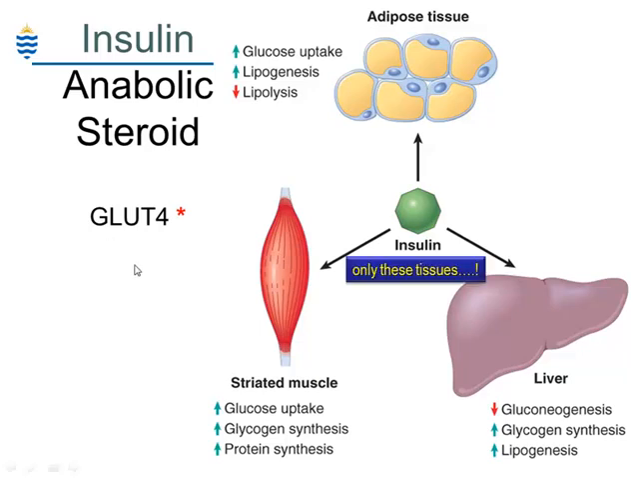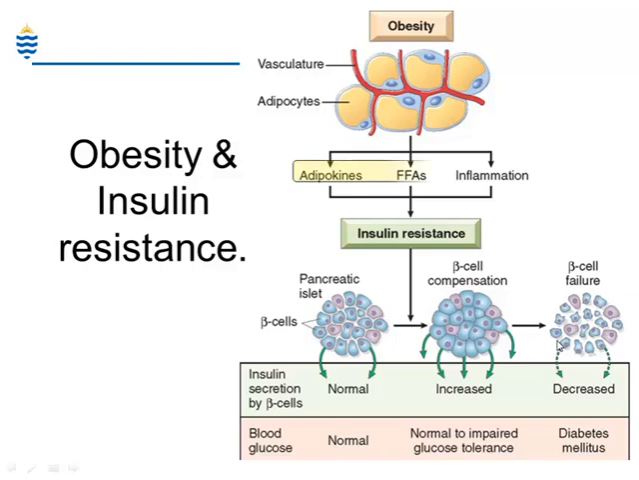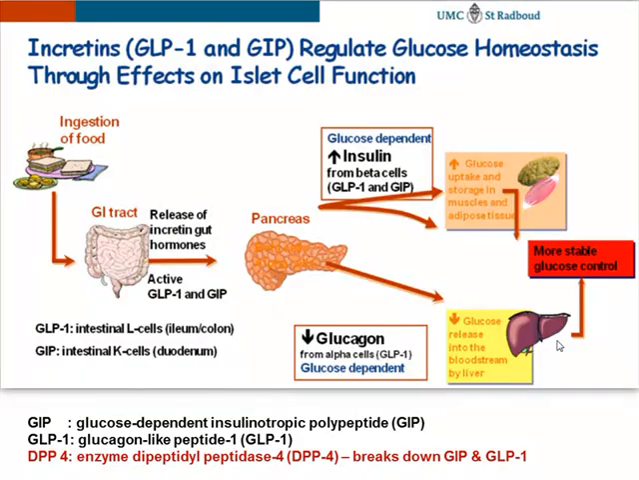GLUT4 and insulin act on only these 3 tissues, and there is a JCU research on this. Incretins is the new theory and the new medication. Most of the diabetics now are on anti-incretin or incretin prolonging drugs, anti-GLP, DPP4 inhibitors. I have given a brief, but have a good read about it, because this totally changes the understanding of diabetes from what we knew before to now.